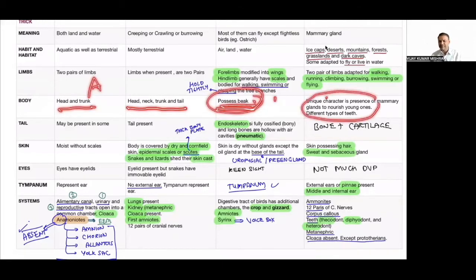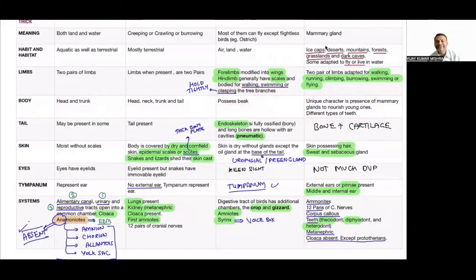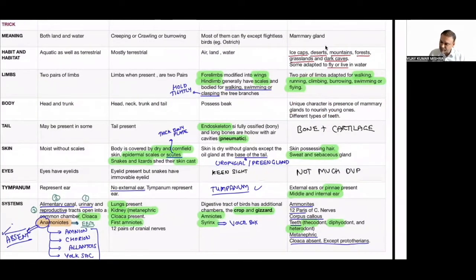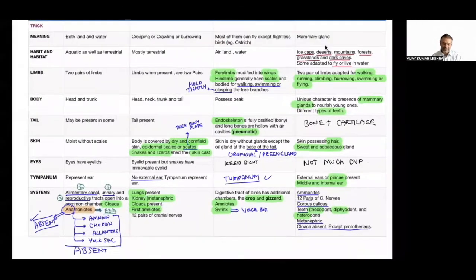They have a unique characteristic: the presence of a mammary gland, which nourishes the young one. I think this point has to be highlighted. Mammary gland is the most important point, and they have different types of teeth that we have already studied in the digestion chapter. Let's talk about the tail.